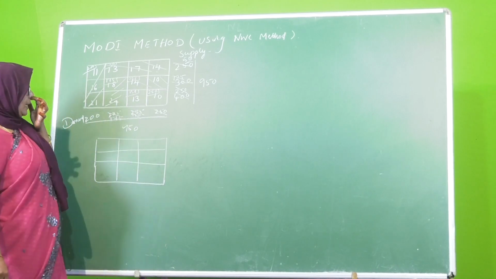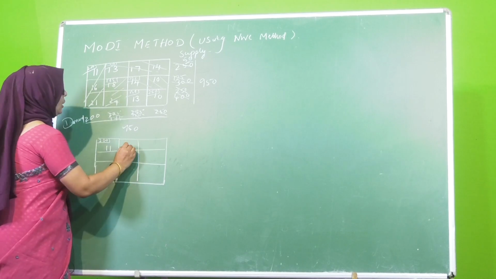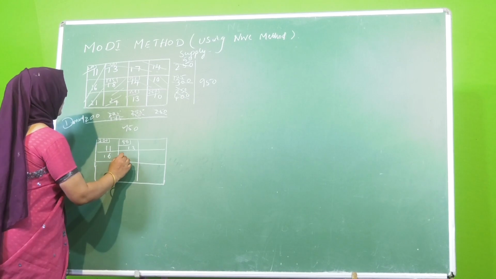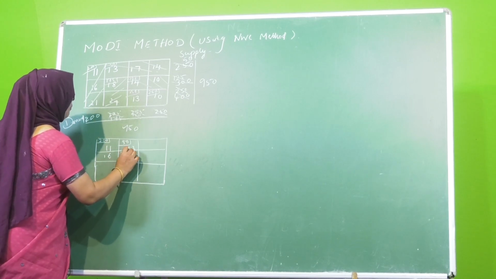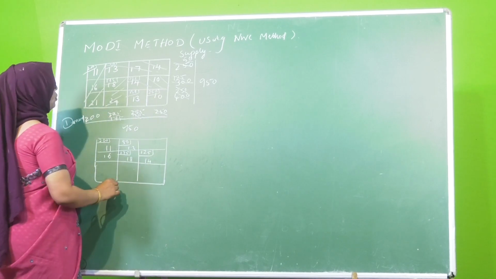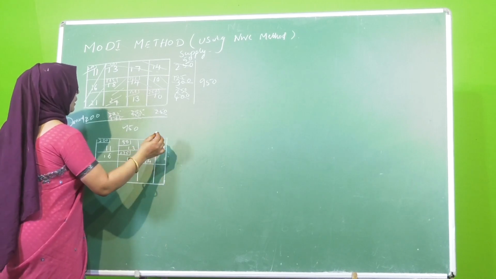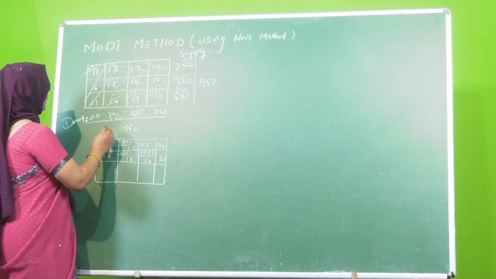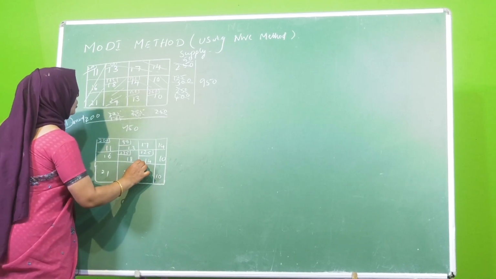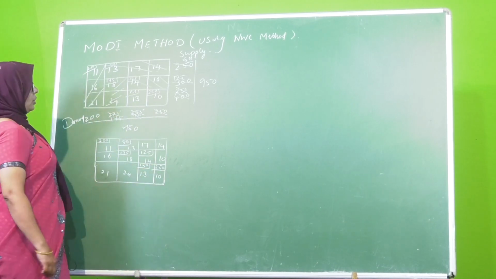It should be put in one table. That is 11, 200 is the original allocation. 13, 15 is the original allocation. 16, 18, 175 is the original allocation. 14, 125 is the original allocation. Then 13, 10: 150 is the original allocation and 250 is the original allocation.